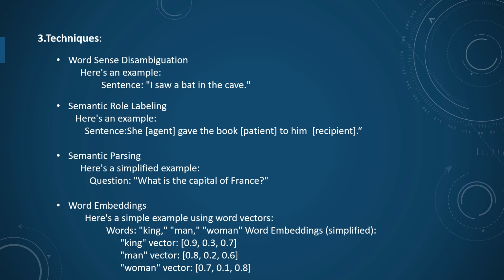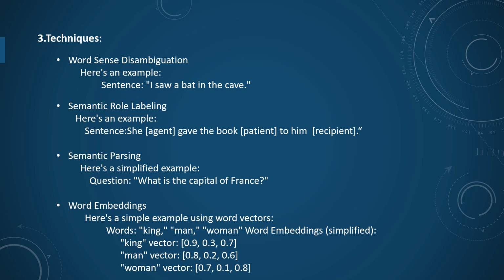The next one is semantic role labeling, also called SRL, and it is the task of identifying the semantic roles of words in a sentence, such as agent, patient, or instrument of an action. Here is an example with semantic labels. She gave the book to him. Here, she is the agent, the book is the patient, and to him is the recipient.